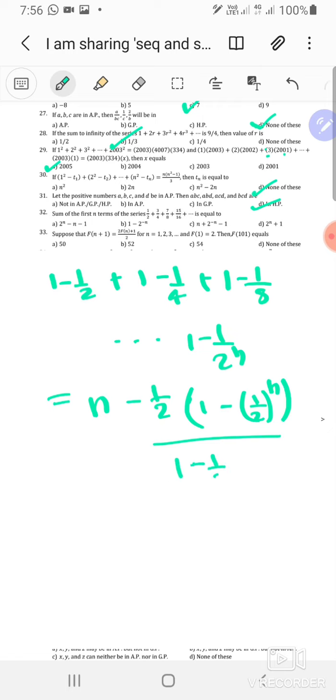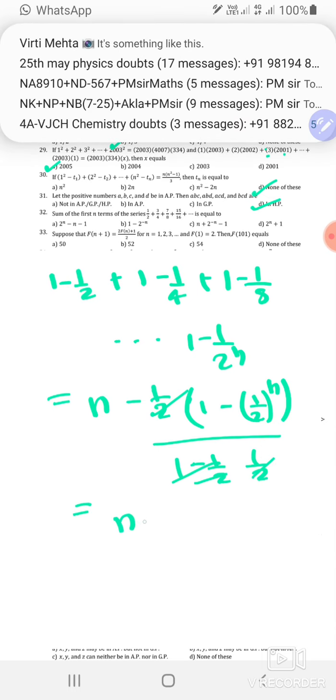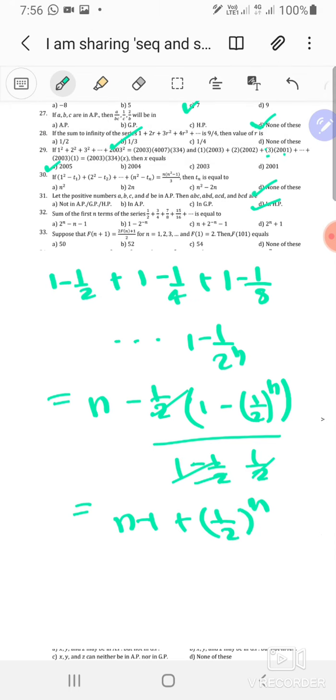upon 1 minus half. Okay, cool, which is just half itself, like that cancels, so it has to be n minus 1 plus 1/2 raised to the nth power. Okay, so that's actually n plus 2 to the negative n power minus 1, which is this thing.